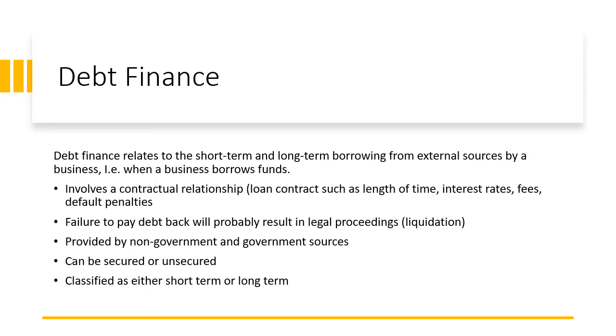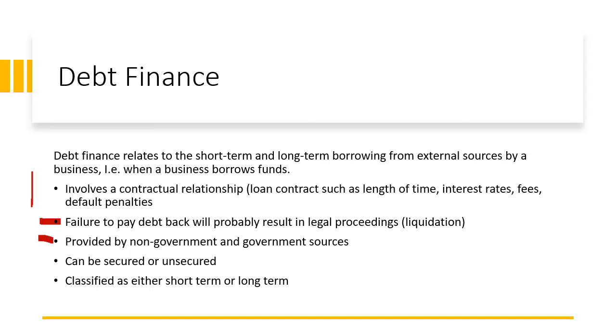Now, just one of these points here on this slide, I'll just try and get it up. It says here it involves a contractual relationship, so a loan contract such as length of time, interest rates, fees and default penalties. And that's something that we're going to discuss when we're looking at all the different types of short-term and long-term borrowing, because there are different, obviously, lengths of time. Interest rates will vary depending, I guess, on how desperate you are, and then the fees, and then again you weigh that up. Obviously, failure to pay any debt back is going to result in some kind of legal proceeding, so the business might go into liquidation, and again we're seeing that a lot with businesses in this day and age.